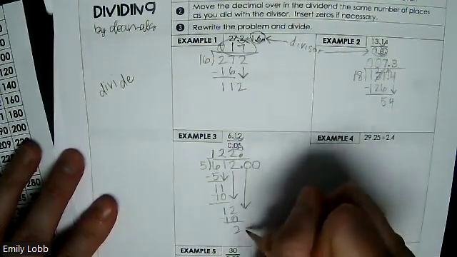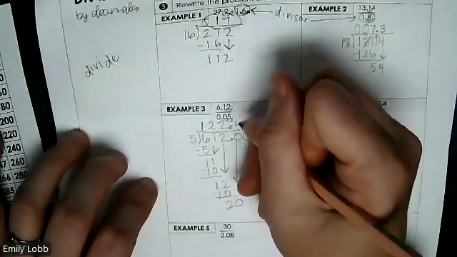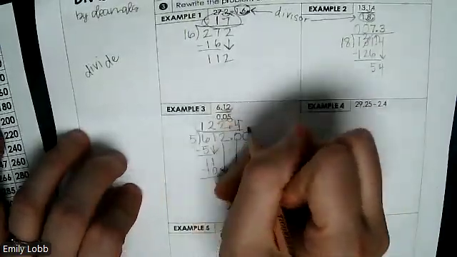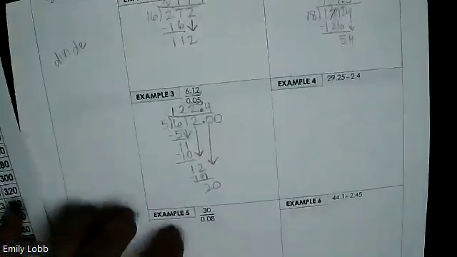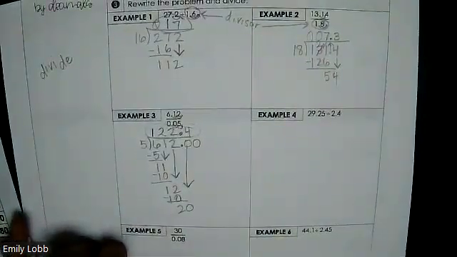Here's my 2. When I bring that 0 down, now 5 goes evenly into 24 times. So here is my answer. My answer is 122 and 4/10.